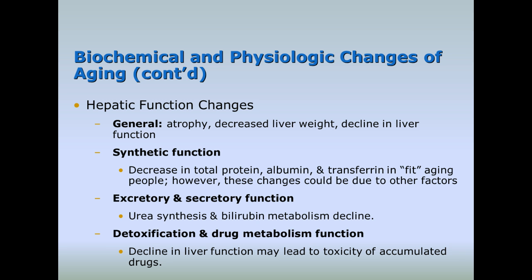We have a lot of hepatic function changes. This is one that is more apparent than the others, I think. We see atrophy, decreased liver weight, and decline in liver function. We see a decrease in the total protein, albumin, and transferrin because it's not making as much. And we may see a little bit of decline in urea synthesis and bilirubin metabolism. The function of being able to detoxify and metabolize drugs goes down.